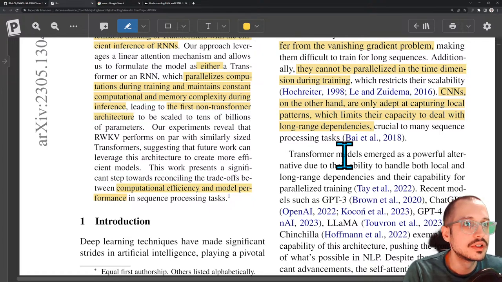What's up, bro? Cooking this hardcore paper. Nice.